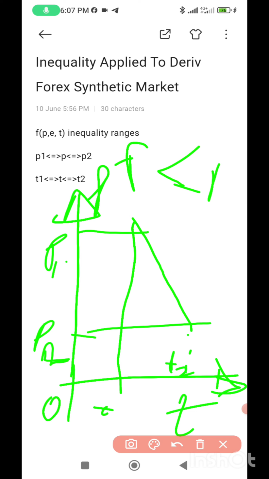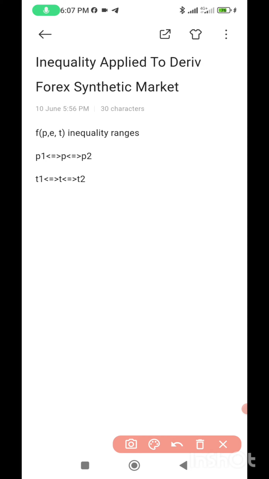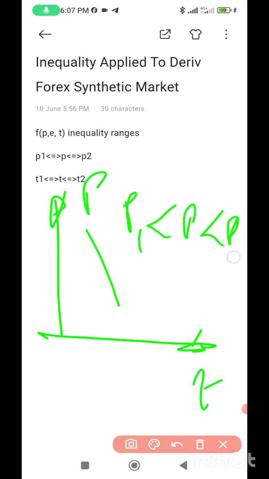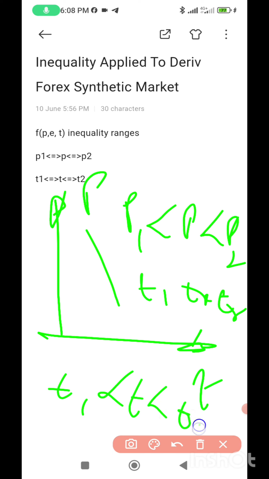So you will now notice that for a downtrending market, we can have something like this, that the market is pointing like this, and then we can say that P1 is less than P is less than P2, for time T1 to T2, which can be represented as T1 less than T less than T2, or T1 less than or equal to T less than or equal to T2.